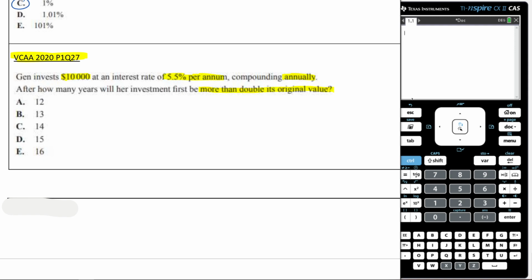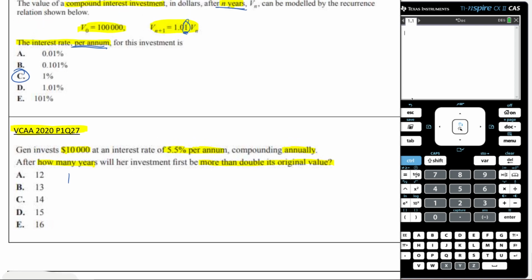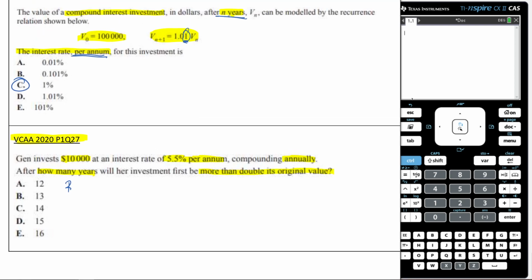Okay, what we're going to do here is, well, it's after how many years? After how many years? That means I probably want to create a rule. But before we create the rule, let's create the recursion relation. So let me just make sure I spell recursion correctly here. I'm first going to make my recursion relation. So that means I'm going to go V of 0 is equal to 10,000.